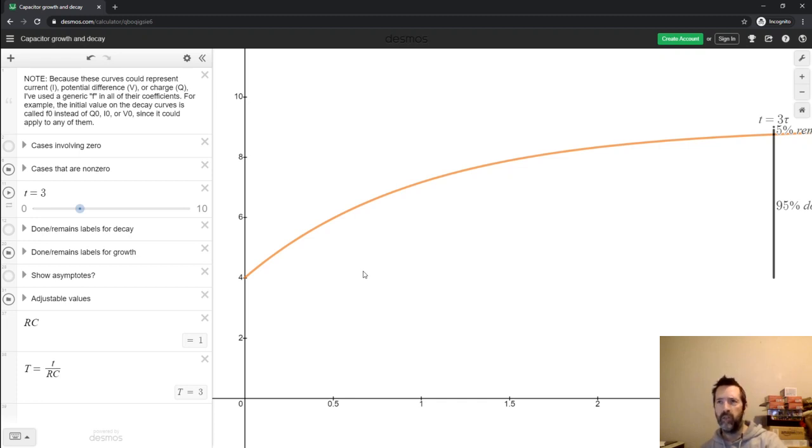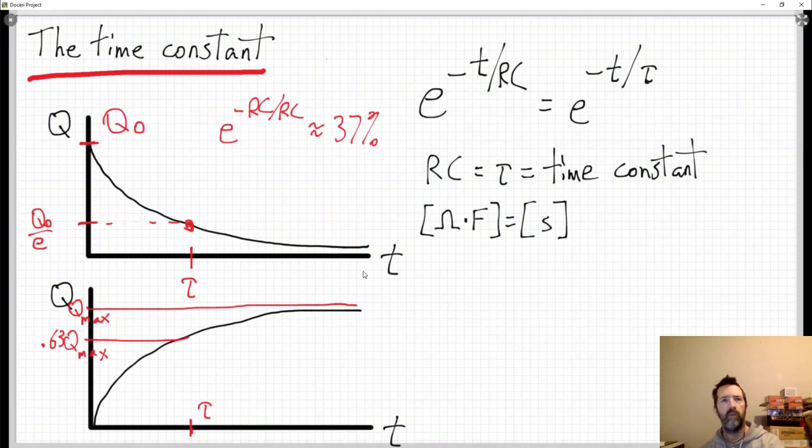So again, I'm going to send you the link to this Desmos graph. There's a lot of stuff you can mess with in it. And I think that is all I need to say for this one.